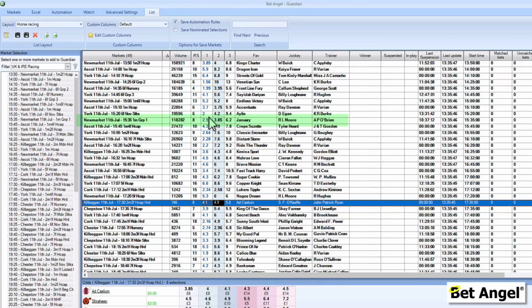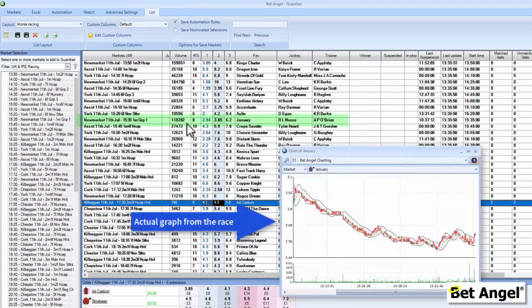So we can tell roughly how the market's going to act. We can't tell specifically what it's going to do at this stage, but we know that the feature race today is going to be trending in one direction or another.